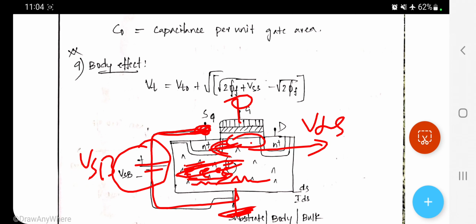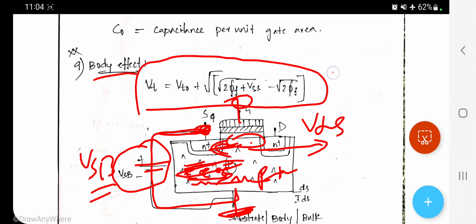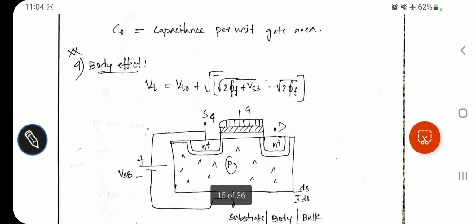Why is it called body effect? Because VSB is generated in the P substrate body only. That's why it is called body effect and body effect voltage. So in the threshold voltage equation, when we don't consider the body effect, the threshold voltage is Vt0. When we consider the body effect, we include these two terms here: square root of 2 phi f plus VSB is also included in the threshold voltage. This is the modified equation for the threshold voltage.